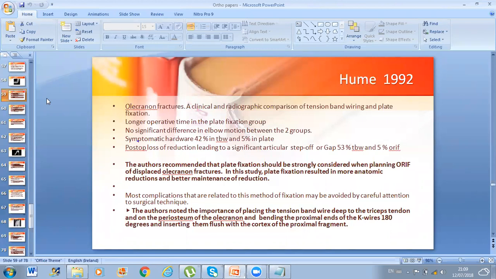The author noted the importance of placing the tension band wire deep to the triceps tendon and on the periosteum of the olecranon, bending the proximal end of the K-wires 180 degrees and inserting them flush into the cortex of the proximal fragment. In this paper, he wrote that he is not supporting plating; he's saying that actually he's just giving the information. But in that tension band wire, he showed that it should be embedded inside the triceps. Before, in the 80s, they were doing tension band wire but they were not embedding it.